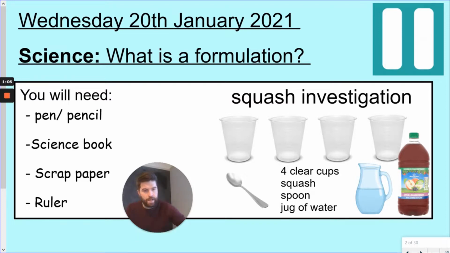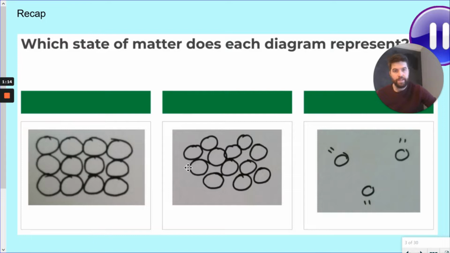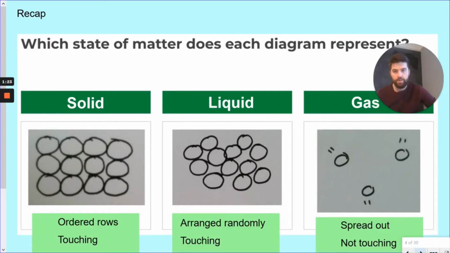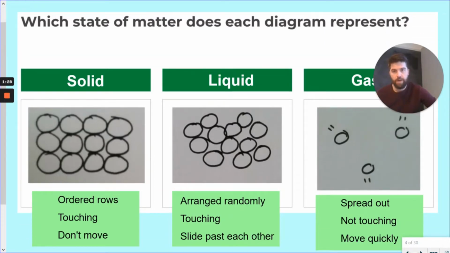So today we're going to talk about formulations, but before we do, let's go over a quick recap with some total recall. So what state of matter does each diagram represent? 3 there. Pause and say if you can say out loud which each of those is. So we've got solid, liquid and gas. Solid is where the particles are arranged in ordered rows tightly together and they are fixed and do not move. So they take a solid shape. Think to yourself of a solid that's right in front of you.